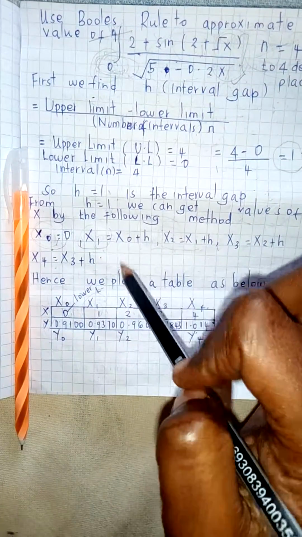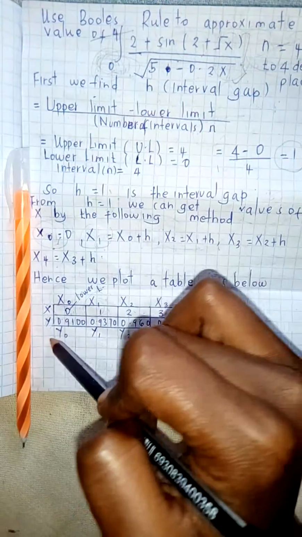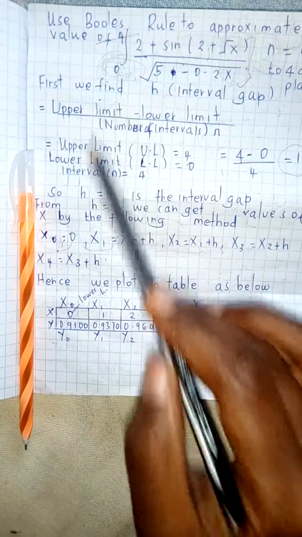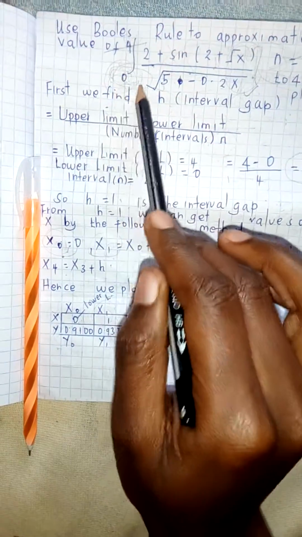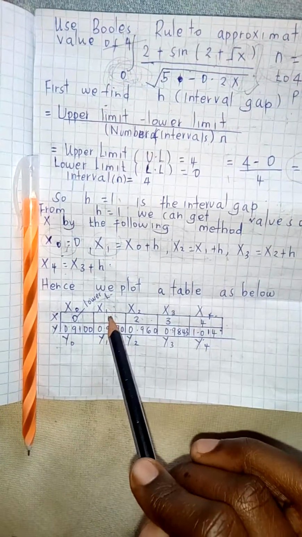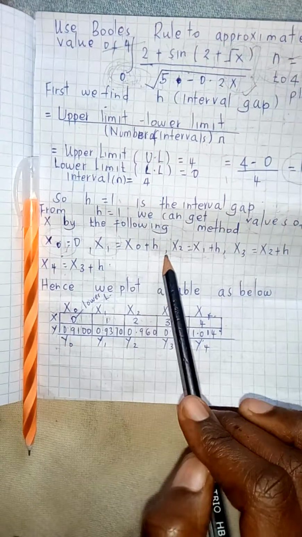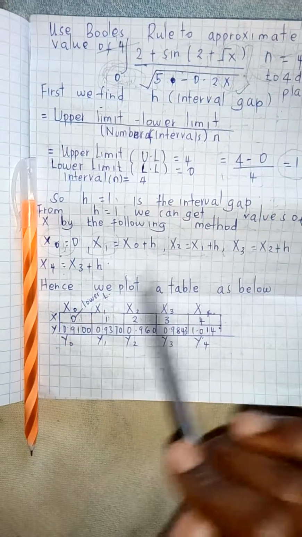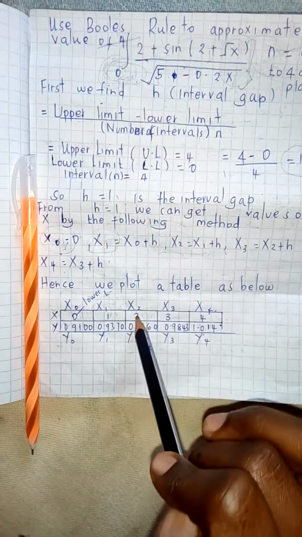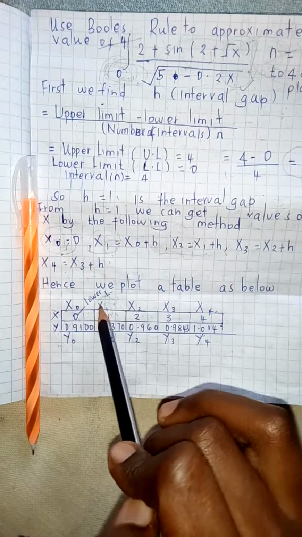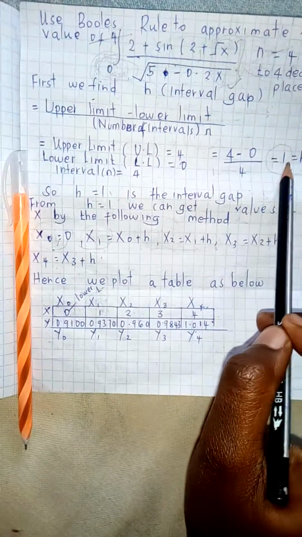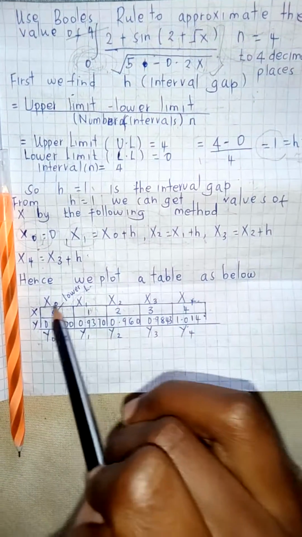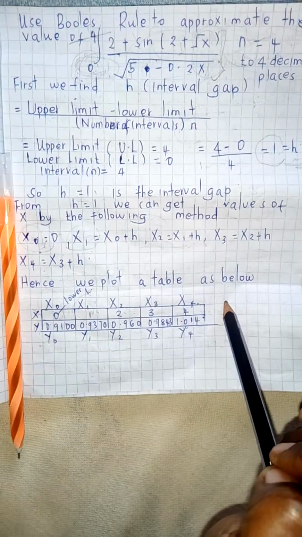From the values of x, we can fill our table of x and y because we have the values of x from this formula. So in this case, x0 is the lower limit, which is 0. To get x1, we use x0 plus h, which is a constant we found as 1. So it is 0 plus 1, which is equal to 1. x2 is found by adding the previous value of x, which is x1, plus the interval, which is 1, which is equal to 2, up to x4. From this you will fill the values of x in this table.